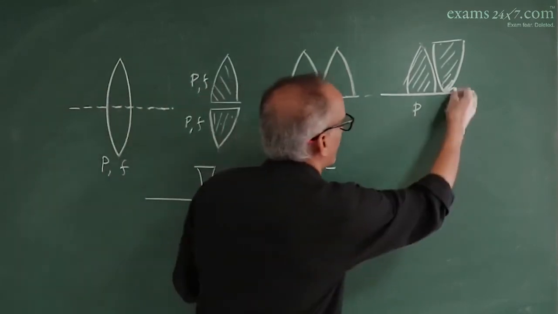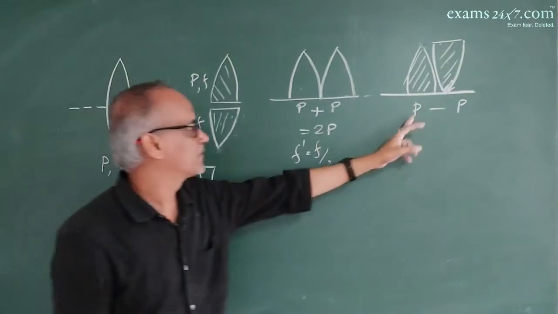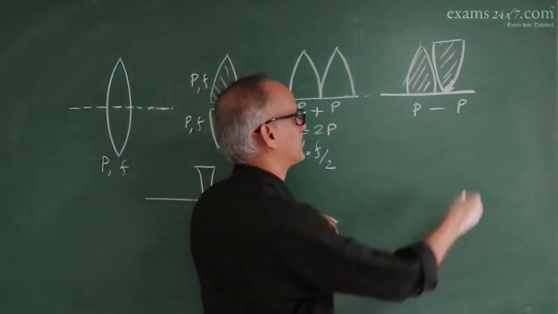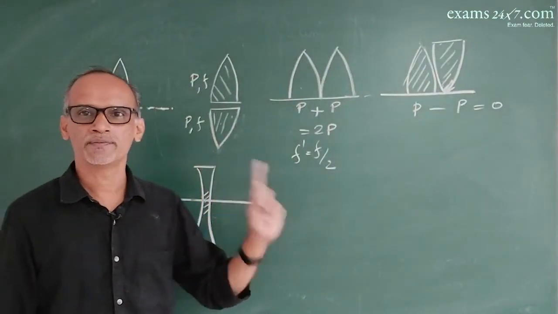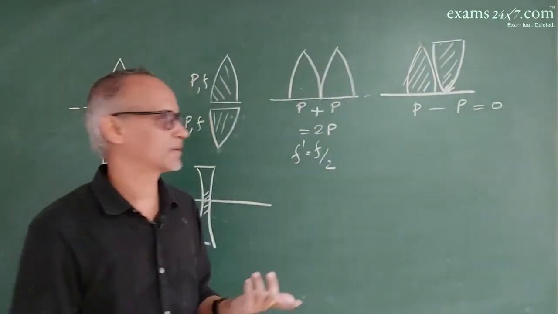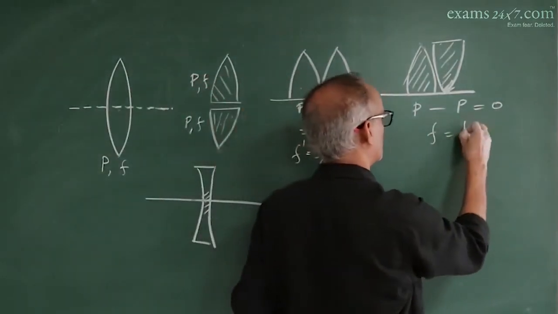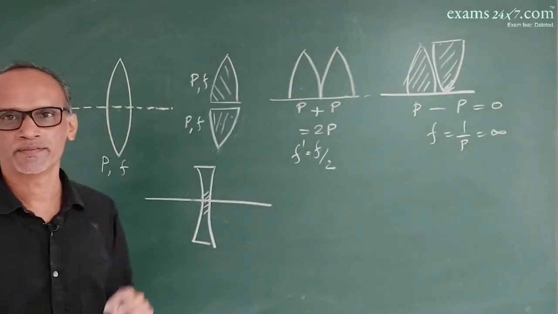So that's why the power of that is taken as negative. So positive for the first lens, negative for the other, the effective power is 0. So for that combination, the effective power is 0. So if the power is 0, what is the focal length? Reciprocal of 0, which is infinity. So the focal length is infinity.